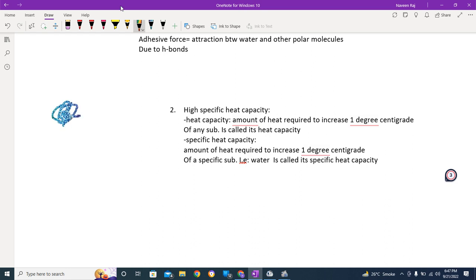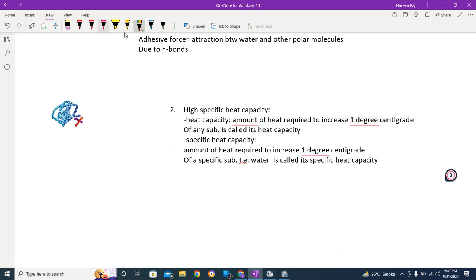Say I've given you a compound, something like this, and this is X. I don't know what it is. I just tell you to heat it up and tell me the amount of energy required to increase its temperature by 1 degree centigrade, and I don't know what the substance is. So that would be the heat capacity of the substance.